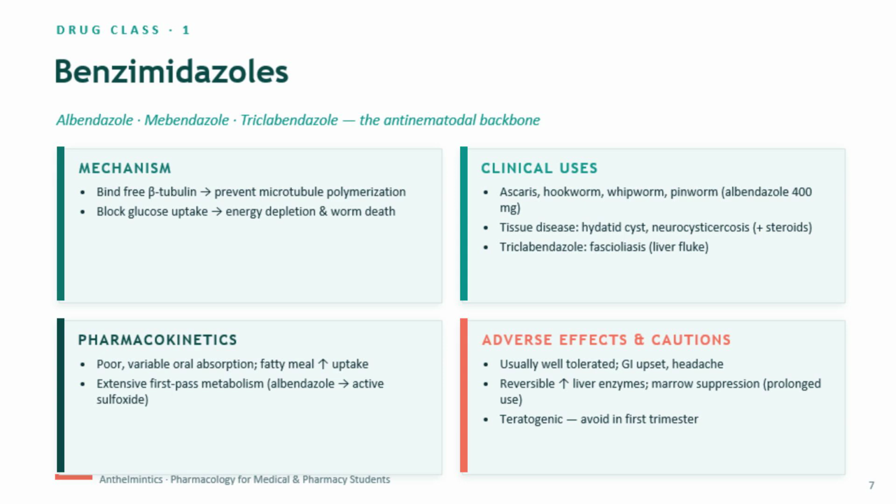Here's a pharmacokinetic pearl I want you to remember. Their oral absorption is poor and variable, but a fatty meal boosts it. Handy when you need to reach a tissue infection. They're generally well tolerated, but keep an eye out for raised liver enzymes, rare marrow suppression with prolonged use, and remember they're teratogenic, so we avoid them in the first trimester.